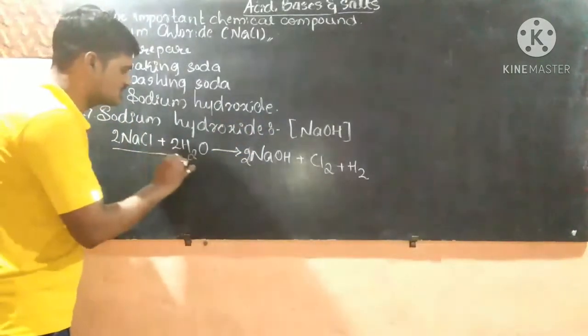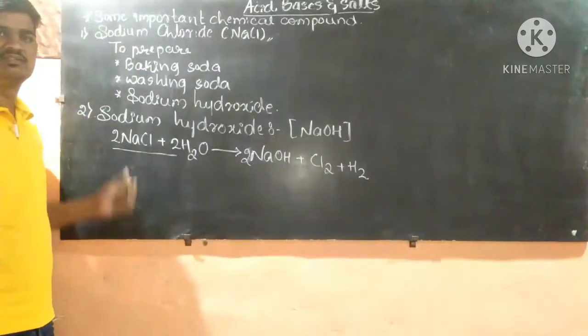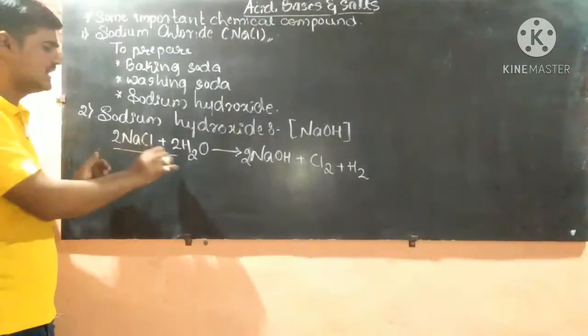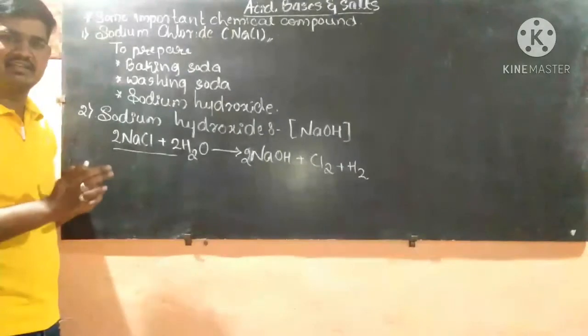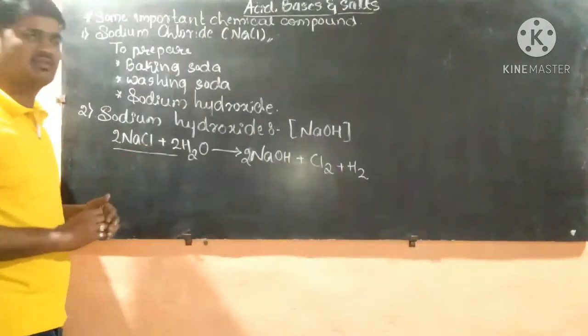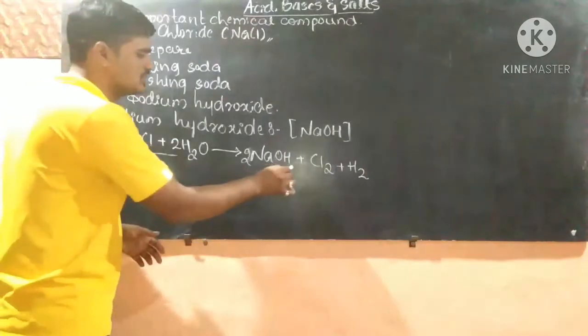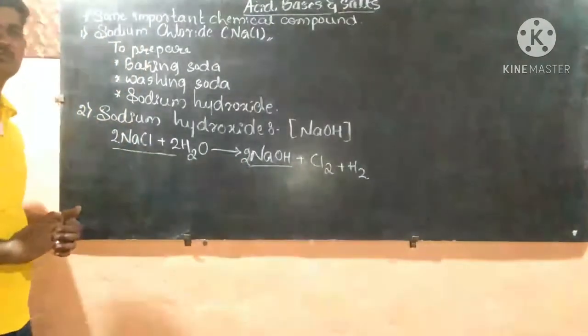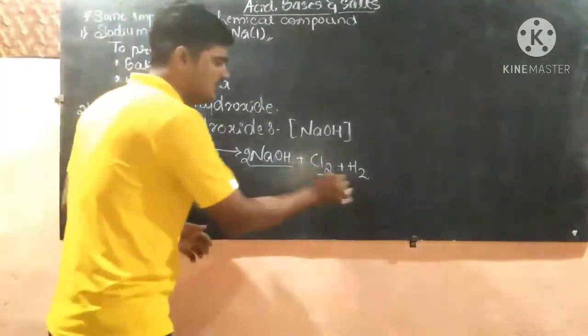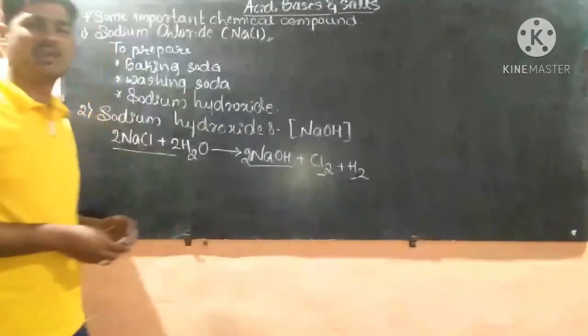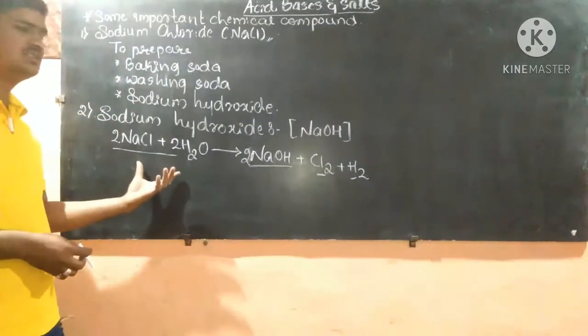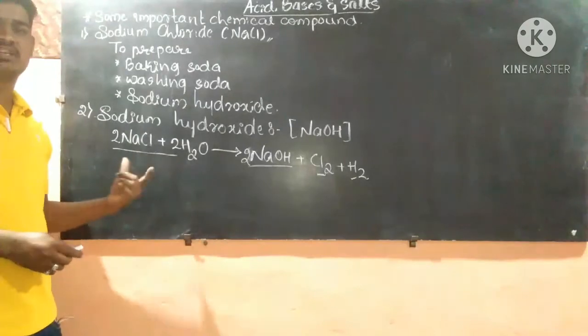When electricity is passed through the aqueous solution of sodium chloride, it decomposes to give sodium hydroxide as the main product, and chlorine and hydrogen gas as byproducts. This process is known as the chlor-alkali method.